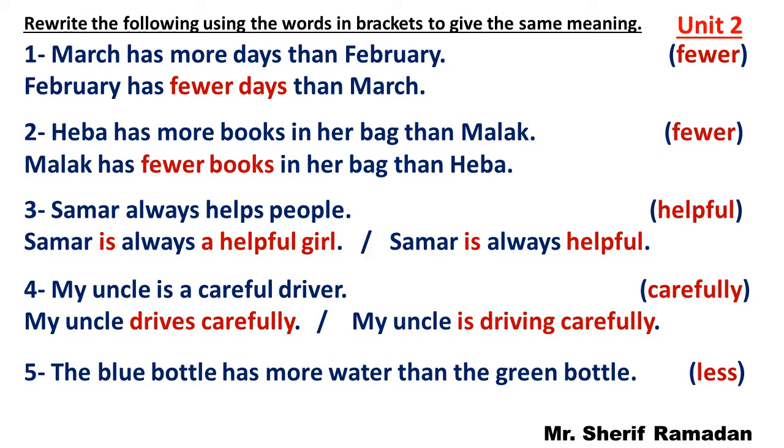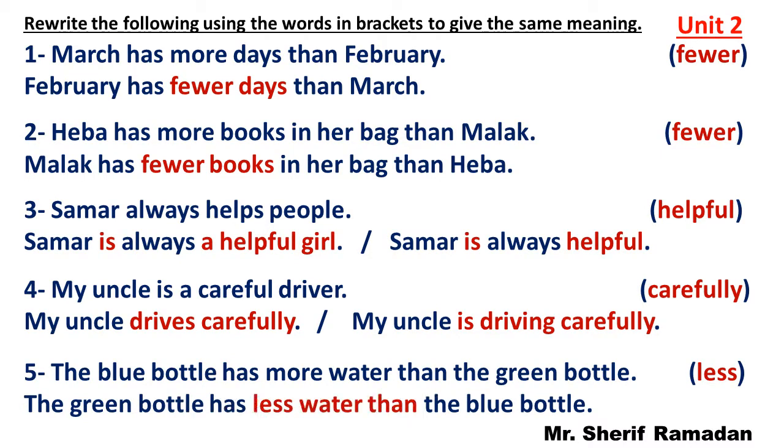Number 5. The blue bottle has more water than the green bottle. استخدم كلمة less، نفس فكرة الجملة الأولى والثانية. أنا عندي هنا بقول إن الزجاجة لونها أزرق فيها مياه أكتر من الزجاجة الخضراء، يبقى بعكس الجملة عشان أجيب كلمة أقل، بقول the green bottle has less water than the blue bottle. الإزازة الخضراء فيها مية أقل من الإزازة الزرقاء.